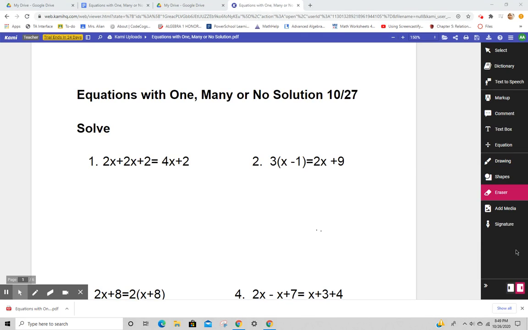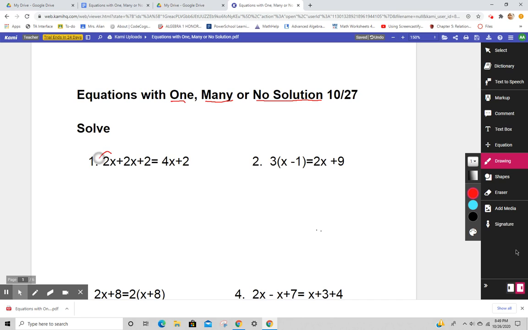Hi everyone. In this video, we're going to solve equations that have one solution, many solutions, or no solution. Okay, so let's look at this first example.